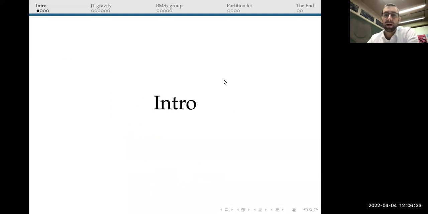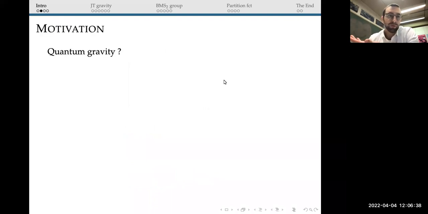Okay, let me now start by introducing the subject. In particular, let me motivate it broadly. And as you probably know, the motivation comes from the quest for quantum gravity. We want to try to quantize gravity in a certain way. And the most useful guide we've had in recent decades has been the AdS/CFT correspondence.